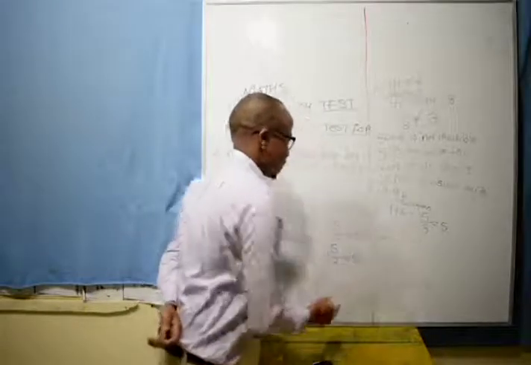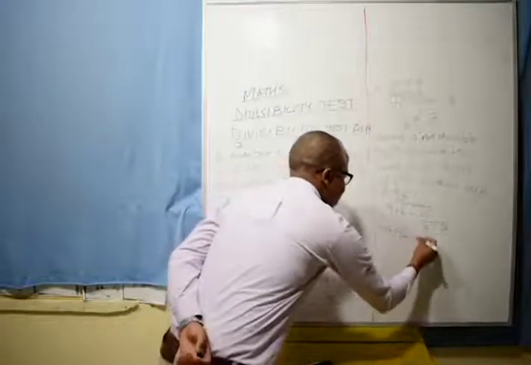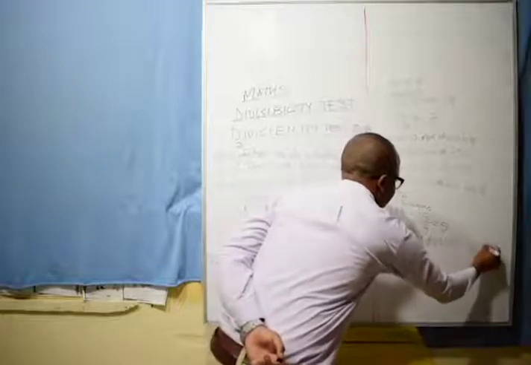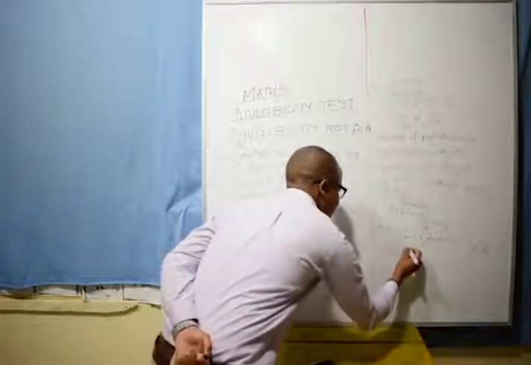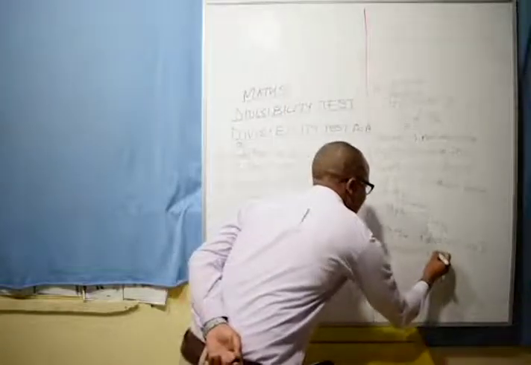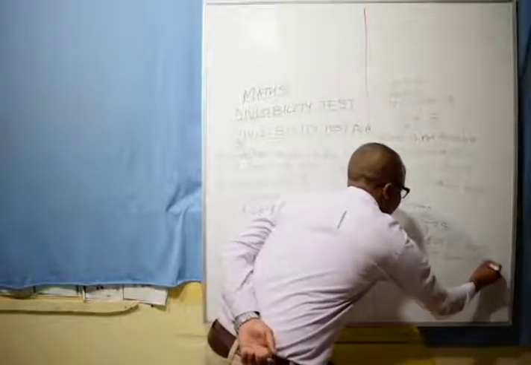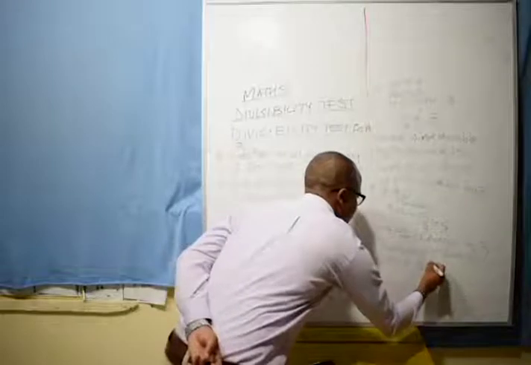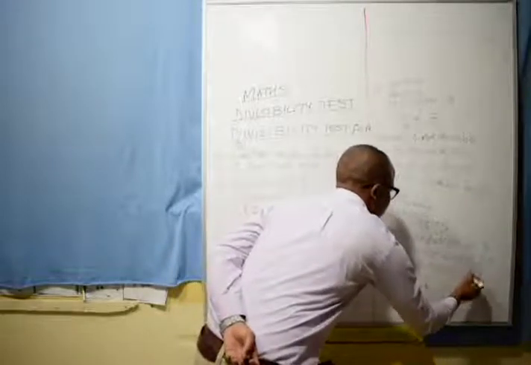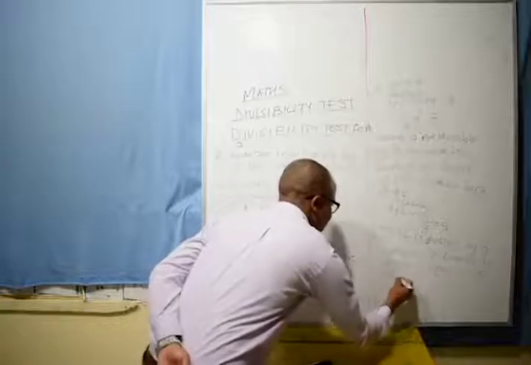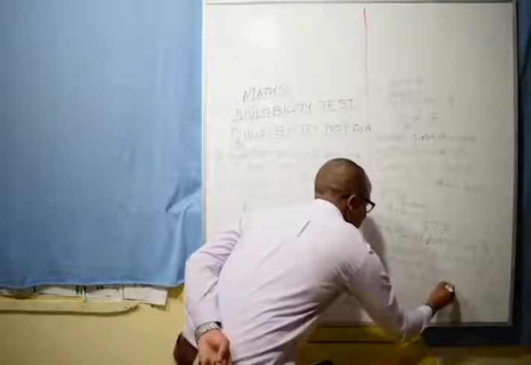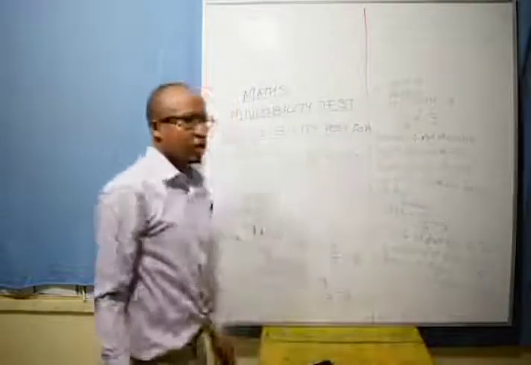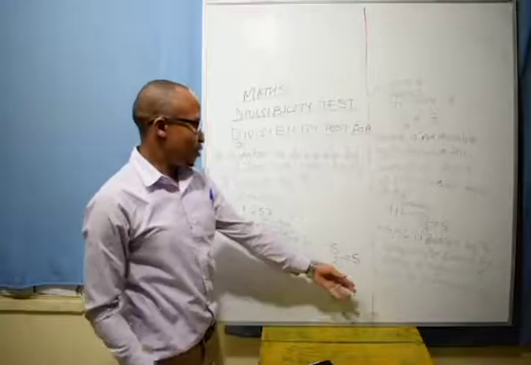So you say: 96 is divisible by 3 because the sum of its digits is equal to 15, and 15 is divisible by 3. So that's how you are supposed to do it.